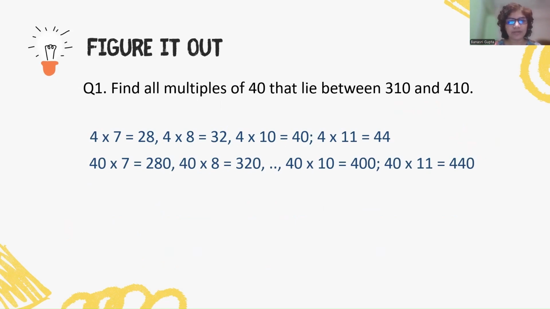So 40 into 7 is 280. Similarly, 40 into 11 is 440. So these two are out of range. 40 into 7 is below the range, below 310, and 40 into 11 is above 410. So between these two, we get all the multiples. So the multiples are 320, 360, and 400.